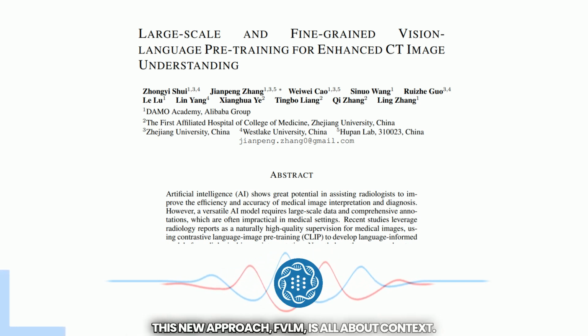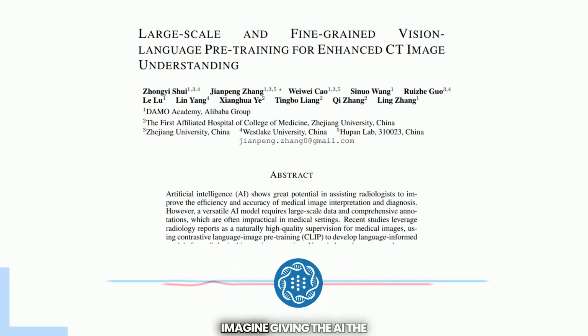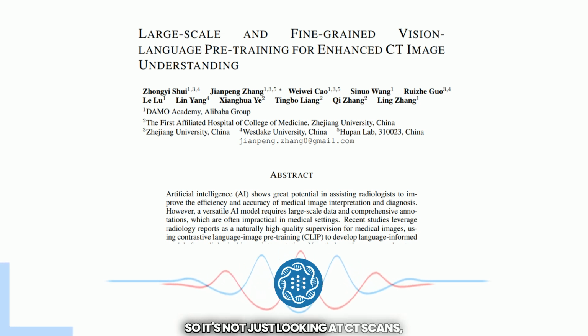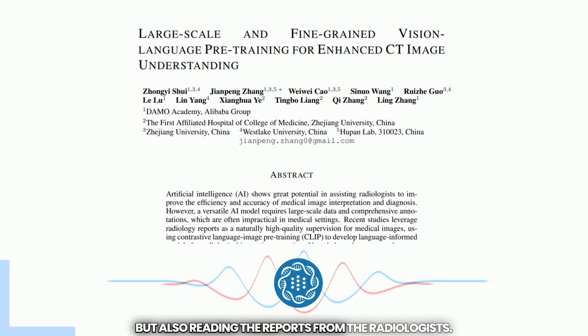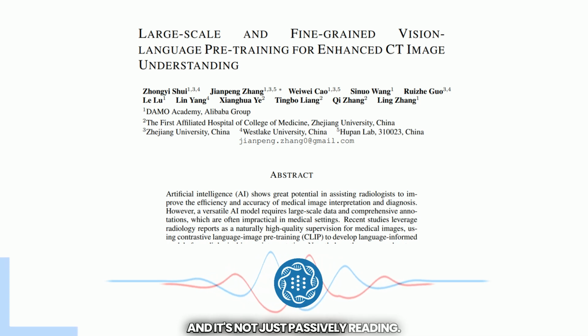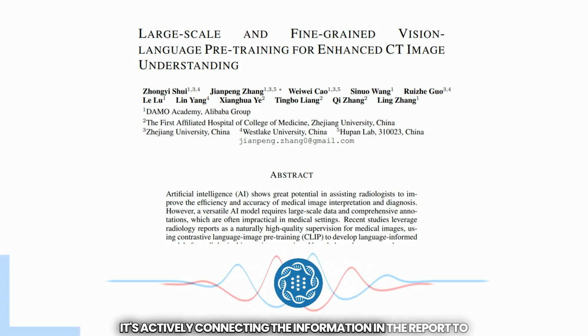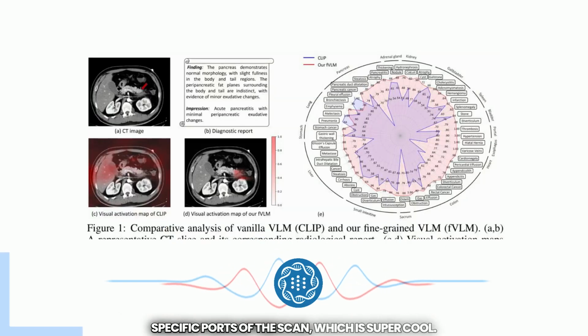This new approach, fVLM, is all about context. Imagine giving the AI the entire textbook, pictures, and text. So it's not just looking at CT scans, but also reading the reports from the radiologists. Exactly. And it's not just passively reading, it's actively connecting the information in the report to specific parts of the scan, which is super cool.